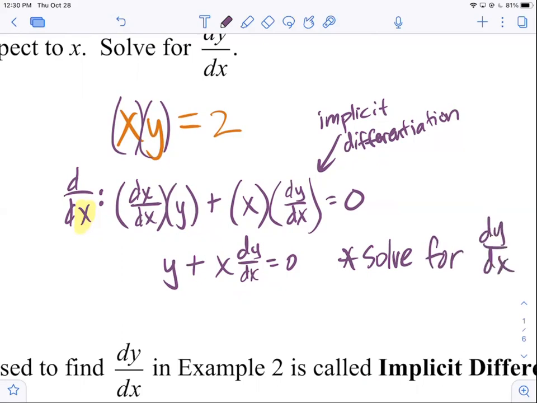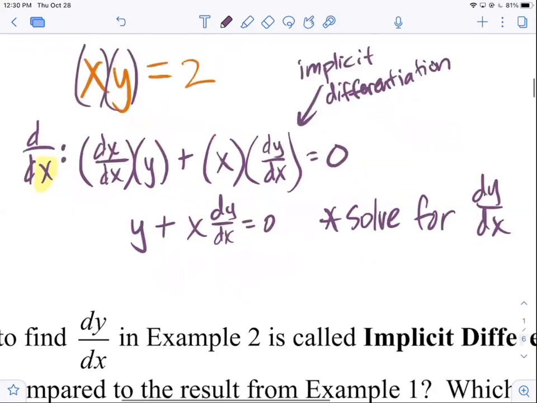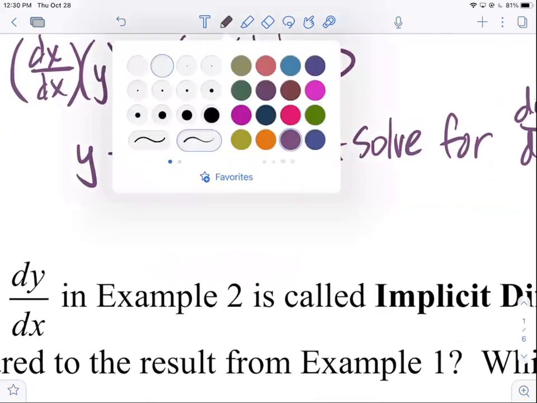Yay, algebra, right? The calculus is over, by the way. It's always going to be just one line and then he leaves, right? And then we're left to clean up. So let's go ahead and solve this for dy dx. Let's see, I'll use, let's see, dark green.